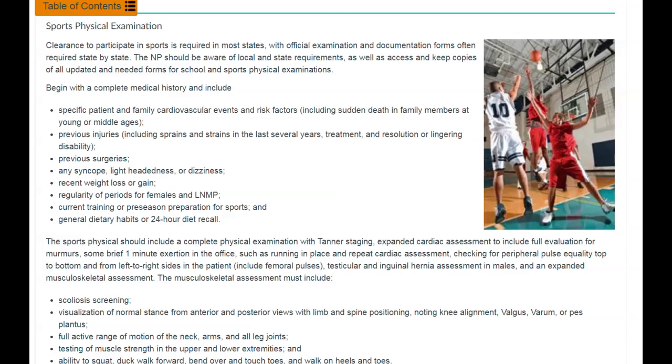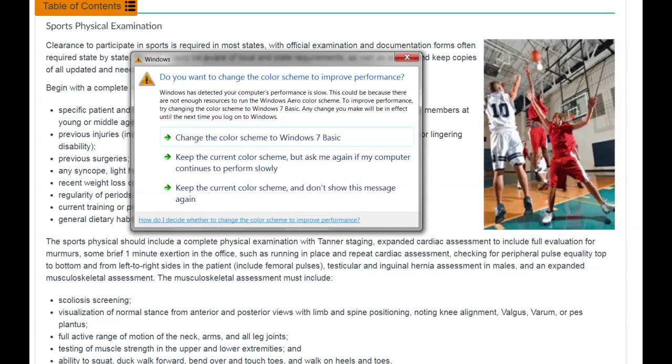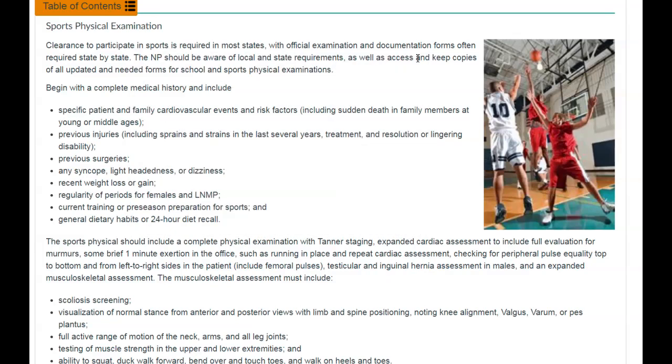The sports physical should include a complete physical examination with Tanner staging, expanded cardiac assessment to include full evaluation for murmurs, some brief 1-minute exertion in the office, such as running in place, and repeat cardiac assessment, checking for peripheral pulse equality top to bottom and from left to right sides of the patient, including femoral pulses, testicular and inguinal hernia assessment in males, and an expanded musculoskeletal assessment.